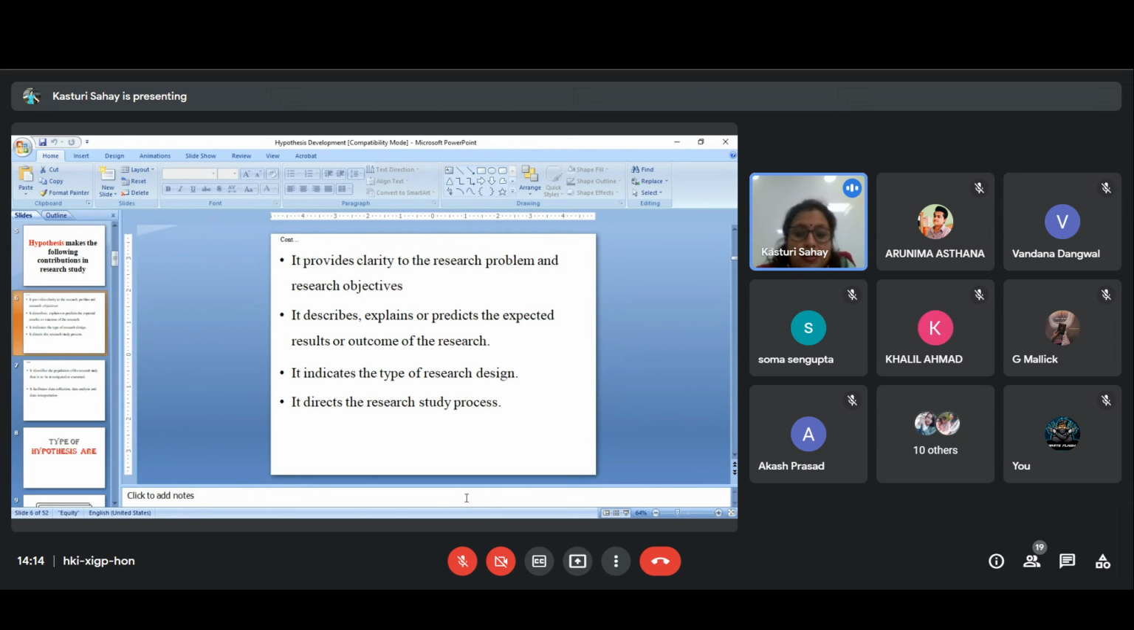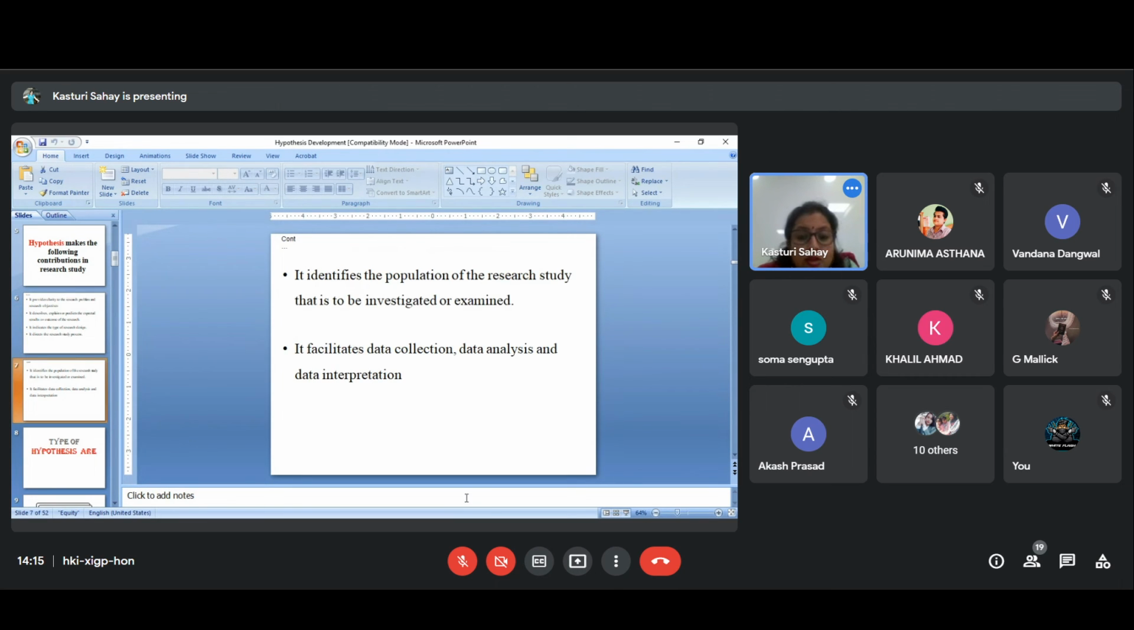So after defining your hypothesis, you now have a direction as to where your research will carry forward. All right. It also identifies the population of the research study that is to be investigated or examined. It facilitates the data collection, data analysis, and data interpretation. So you can actually understand the importance of developing a correct, a concrete, a concise hypothesis statement.